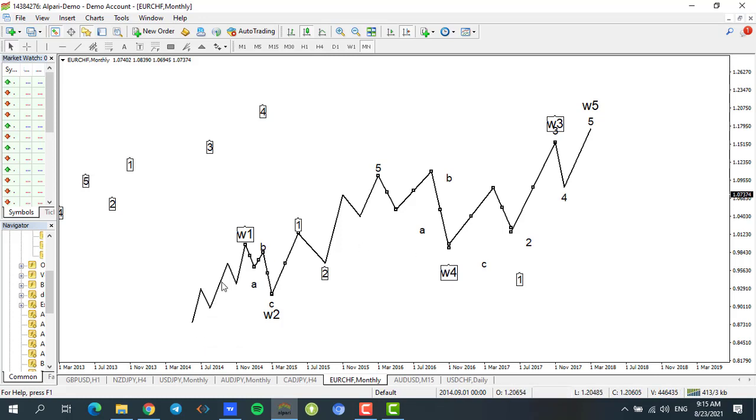If we had 5 waves for W1, or we didn't have any microwaves for W1 at all, 3 waves for W2, or didn't have any waves at all for W2, then 5 waves for W3, 3 waves for W4, and 5 waves for W5. If we had an ideal cycle, and the fourth wave enters the territory of W1, then we can call this pattern a terminal pattern.